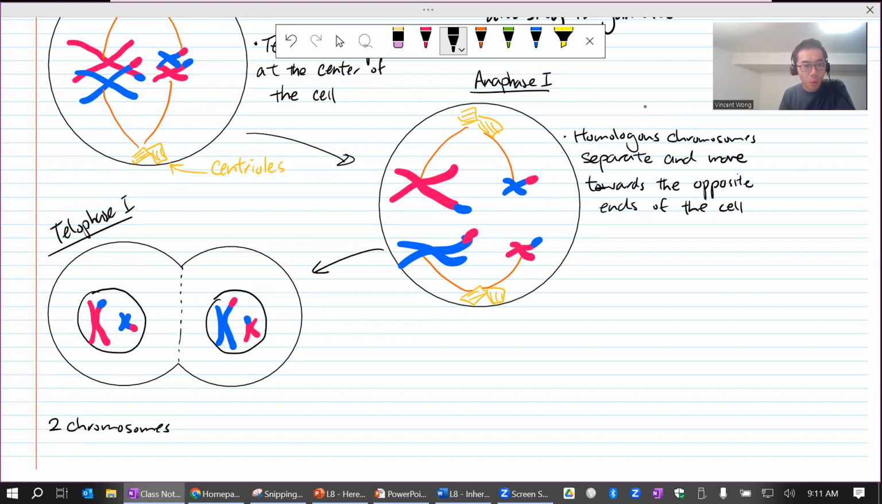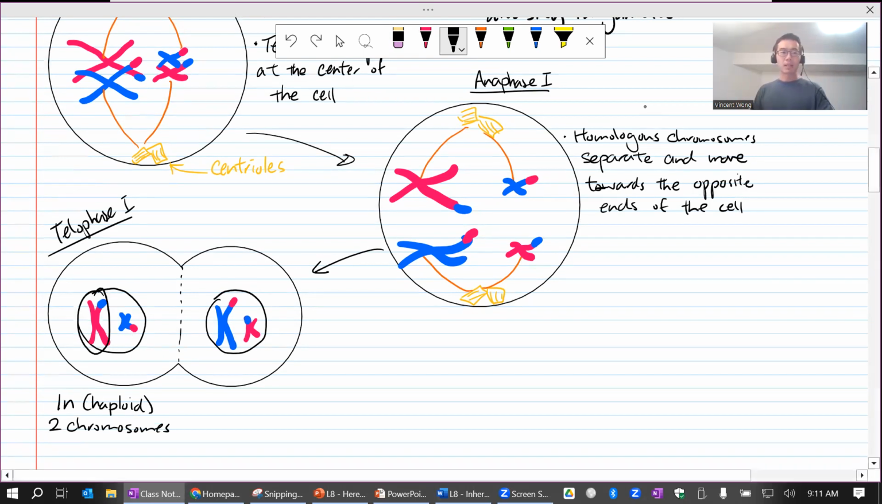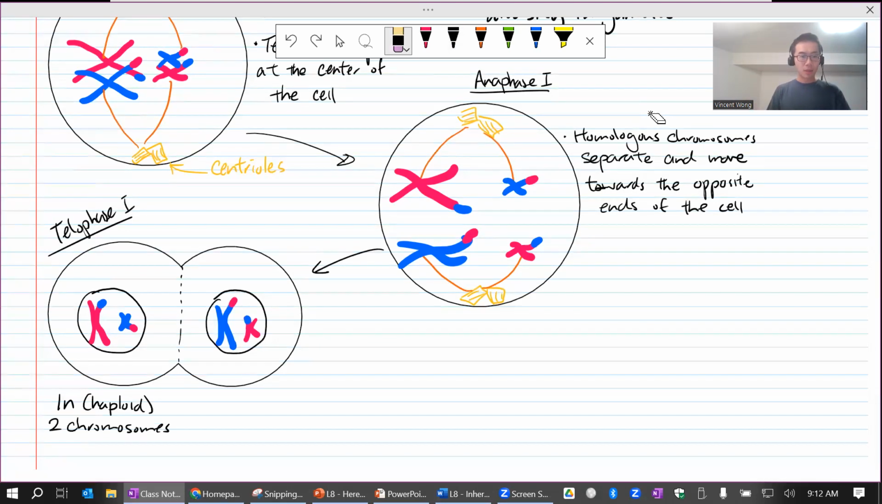And only one set, which means we are haploid now. One chromosome 1 and one chromosome 2. That's why it's called haploid. If they're stuck together, it's just one. So we have one n here. This is also one n, 2 chromosomes.